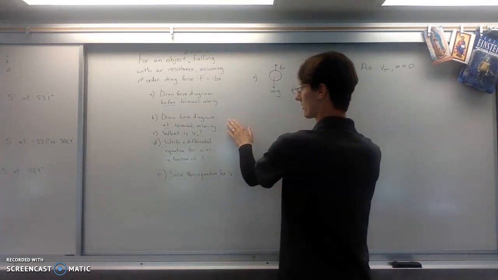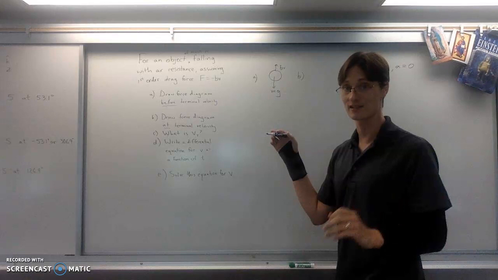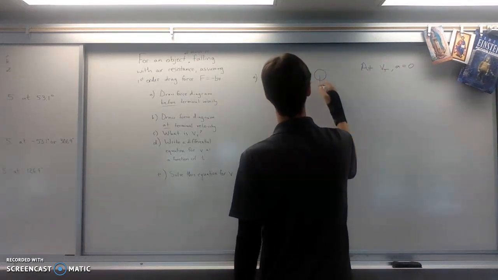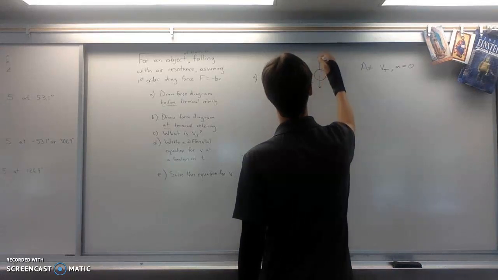Part B wants us to draw the force diagram when it's at terminal velocity. So if it's at terminal velocity, be very careful to draw two arrows of equal length.